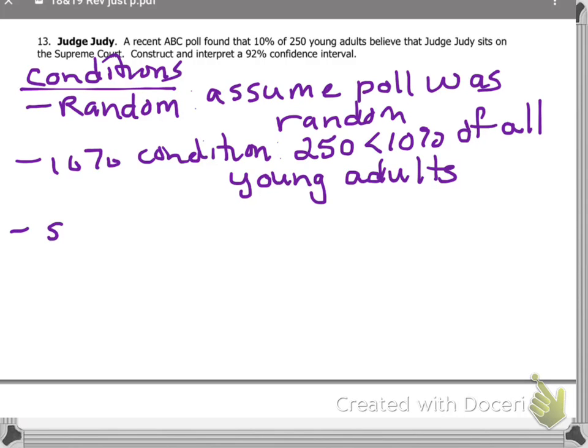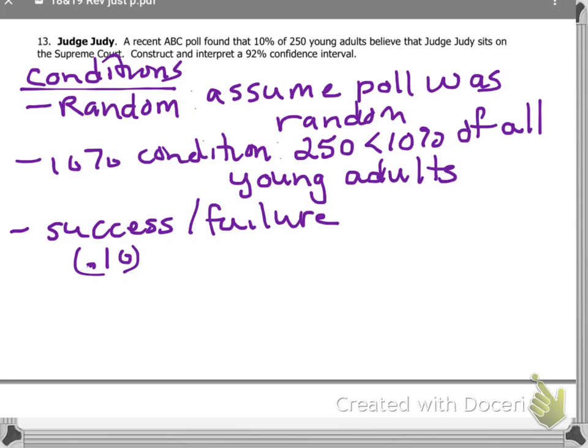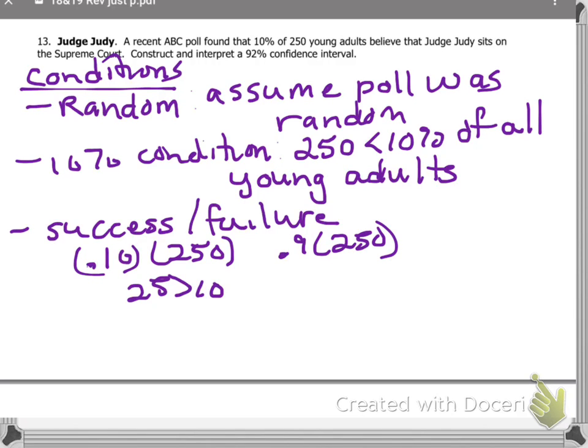And then let's do success failure. And so we have 10%, so 0.10 times 250 is equal to 25, which is greater than 10. And then 0.9 of 250. Did you ever realize it's just going to be whatever 250? It's going to be 225, which is greater than 10 because these two numbers add up to 250.